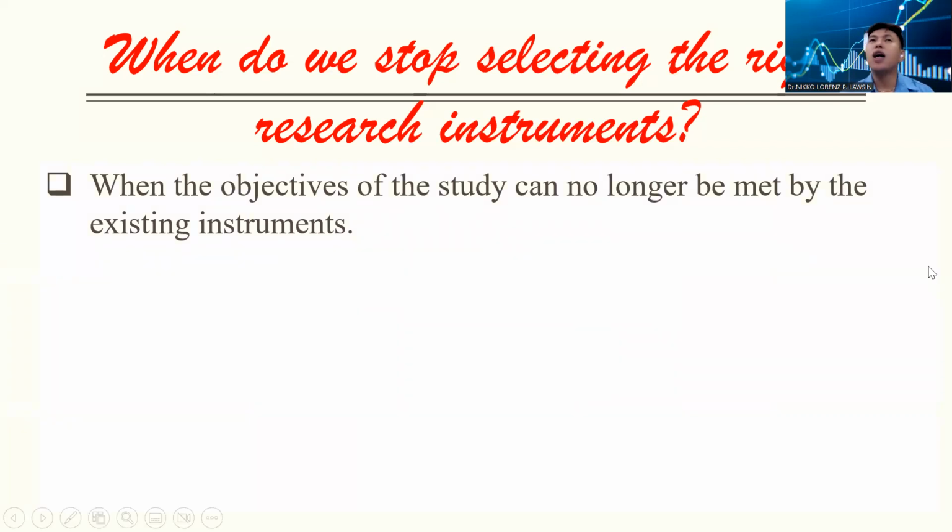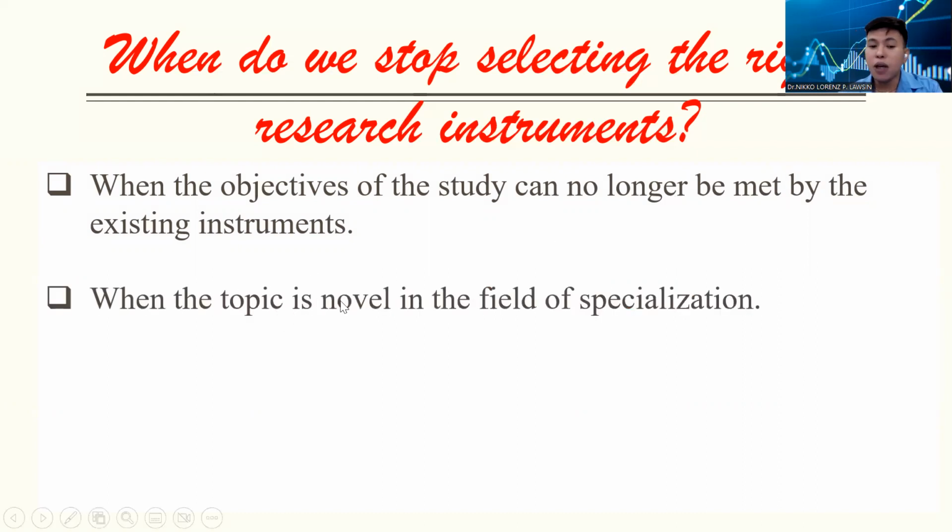Another example, if you have advancement in medicine. So for example, 10 years ago, there was no COVID-19 yet. So if you have instruments that talk about COVID-19, it can no longer be answered anymore. When the topic is novel in the field of specialization, technology, infectious disease, recent advancement, so you stop adapting. You need to create your own instrument.